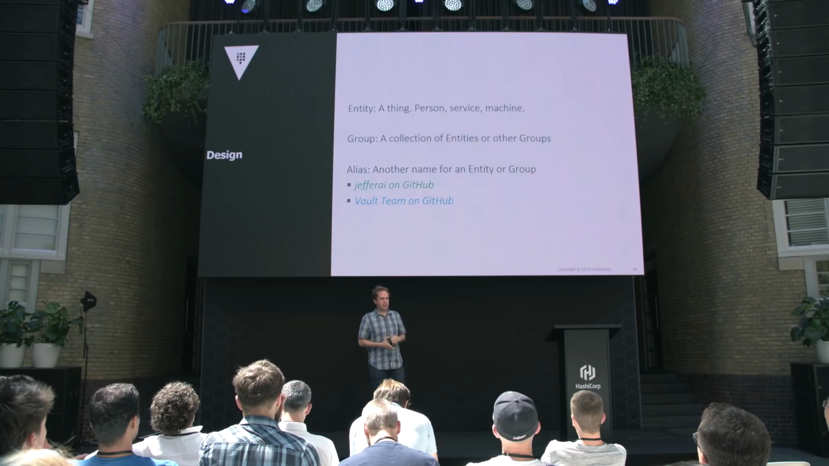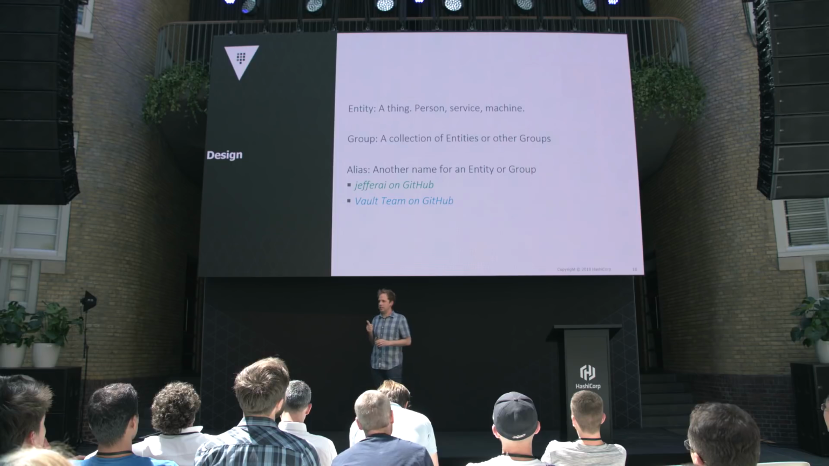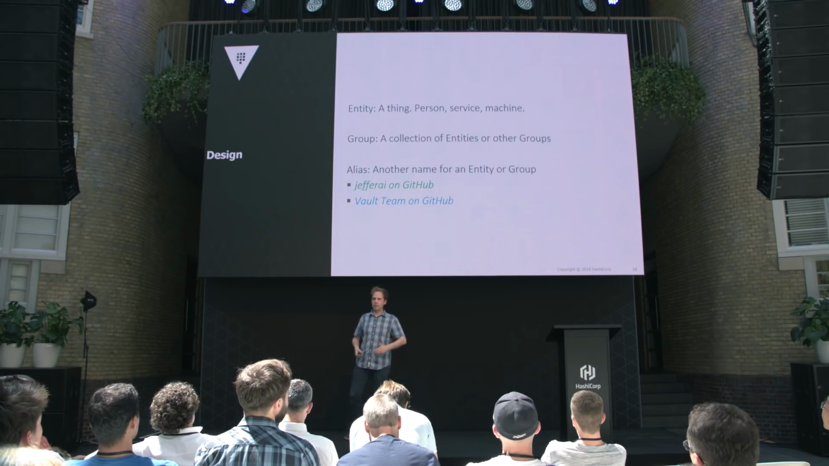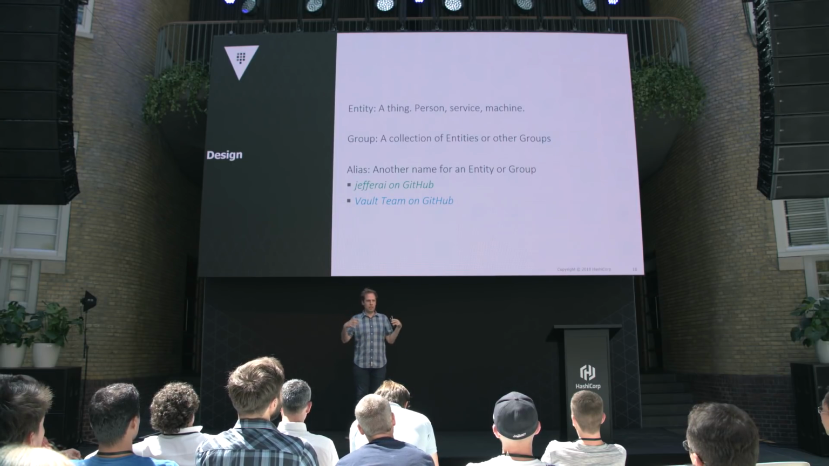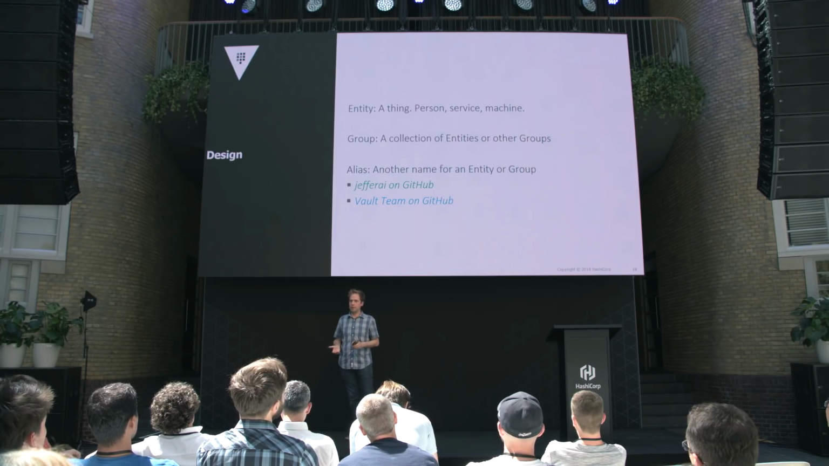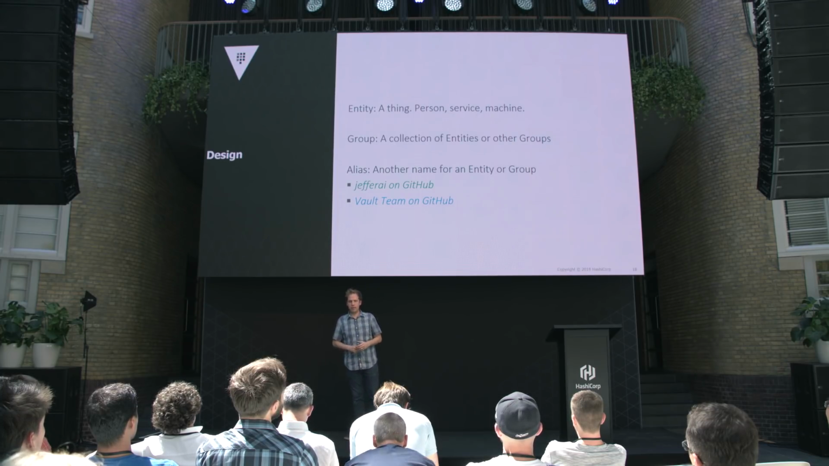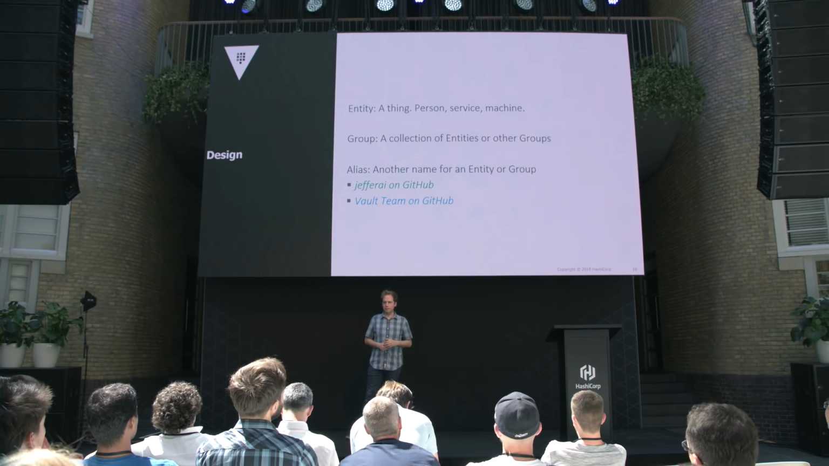OK, so the design of identity. It's 3 fundamental things. One is an entity. That's a thing, a person, a service, that uniquely identifies something in the system. Then we have a group. A group is very simple. It's a collection of entities or other groups. That's all that it is. And then we have an alias. An alias is another name for an entity or group.